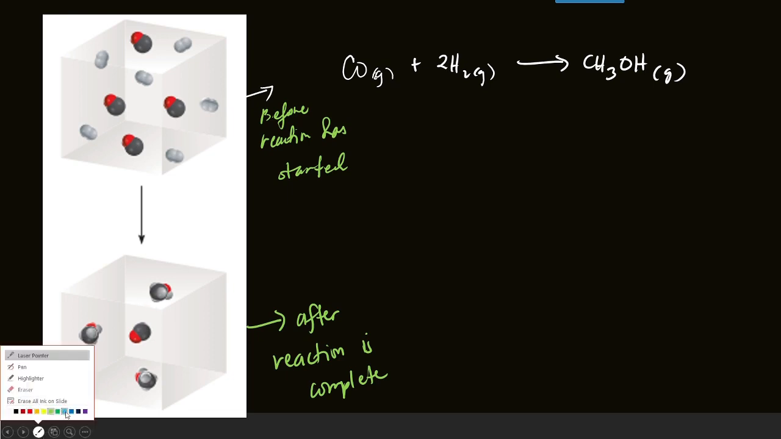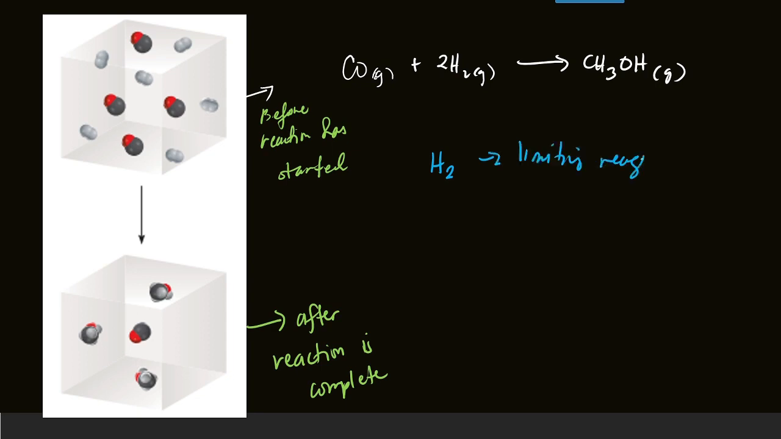So your hydrogen molecule is the limiting reagent, and your carbon monoxide is the excess reagent. Each molecule can also be treated as one mole of the substance in this reaction. That is how we analyze if you have the figure. But is there another way to determine which of the reactants in a given equation is the limiting reagent? Yes, there is.